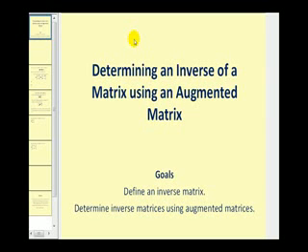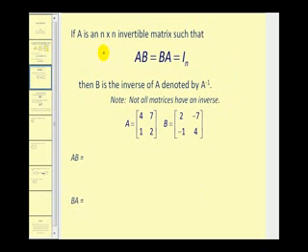Welcome to a video on determining the inverse of a matrix using augmented matrices. If A is an n by n invertible matrix such that A times B equals B times A, which equals the identity matrix, then B is the inverse of A, denoted with this inverse notation.